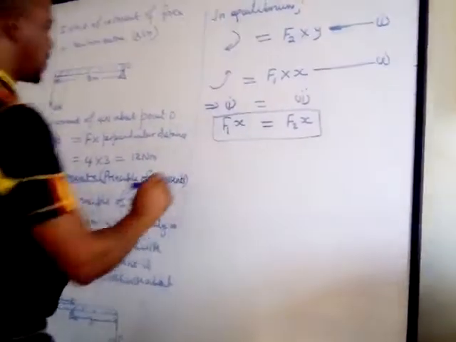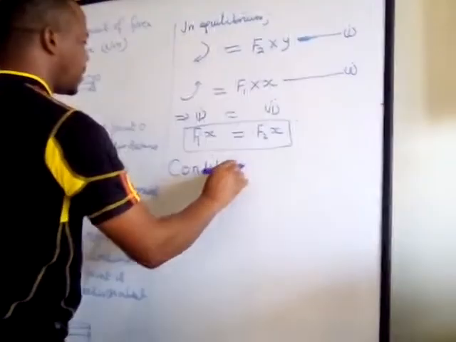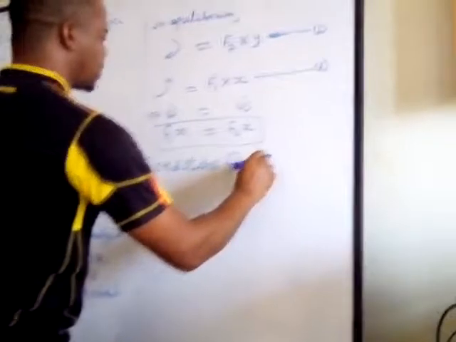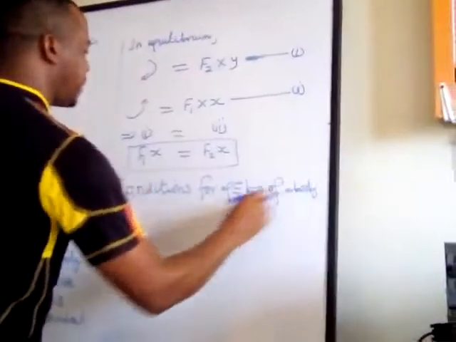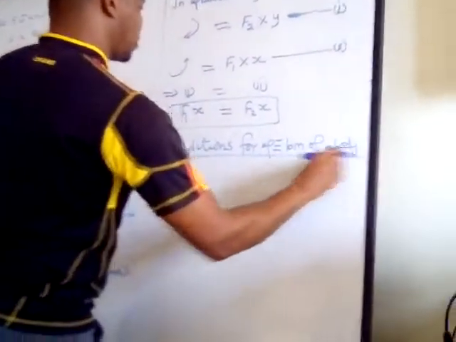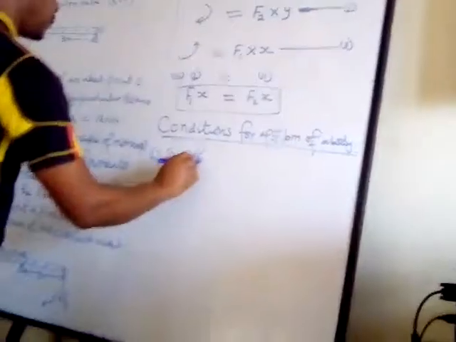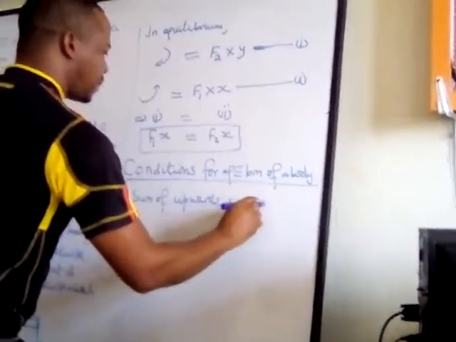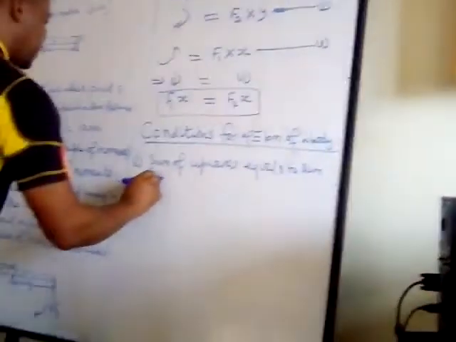We can look at conditions for equilibrium of a body. There are two conditions for equilibrium. One is that the sum of upward forces is equal to the sum of downward forces.